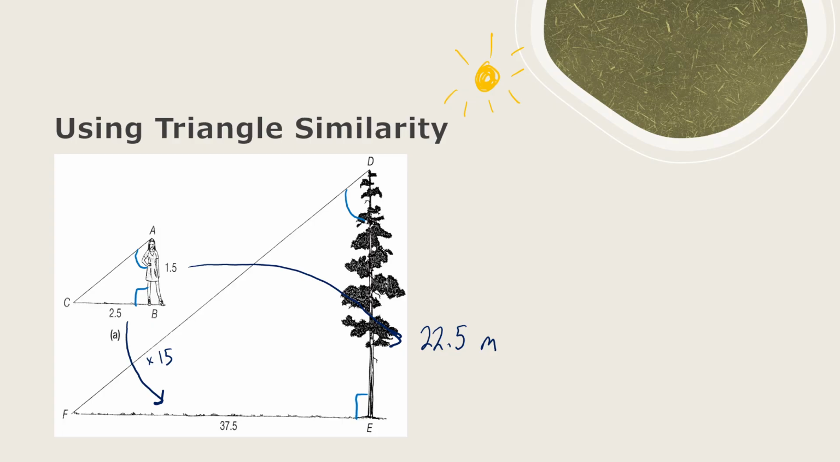I can also use internal factors. To get from 2.5 to 1.5, I multiply by 3 over 5. And it just turns out that 37.5 times 3 over 5 is also 22.5.